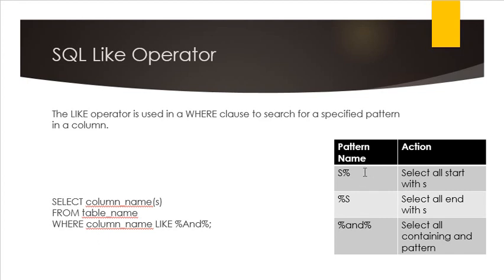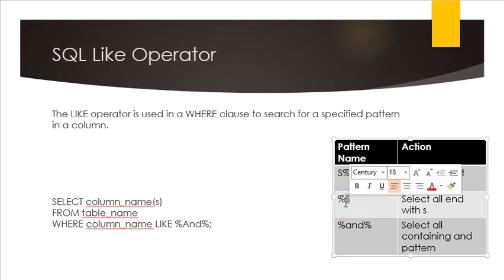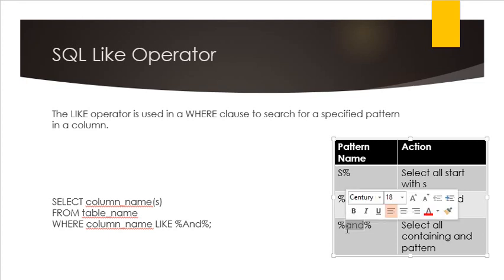Your pattern can be any of these three patterns. When you write a character and then the percent sign, this pattern will search for values whose starting character is s. This pattern will find the values whose last character is s, and this pattern will find the values which have the AND character.